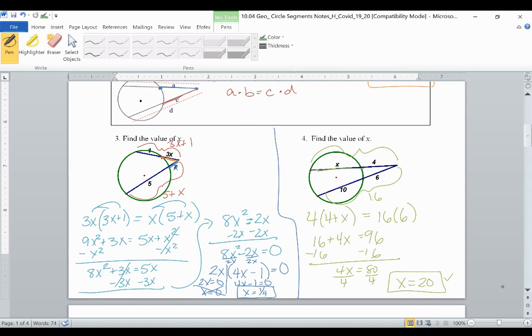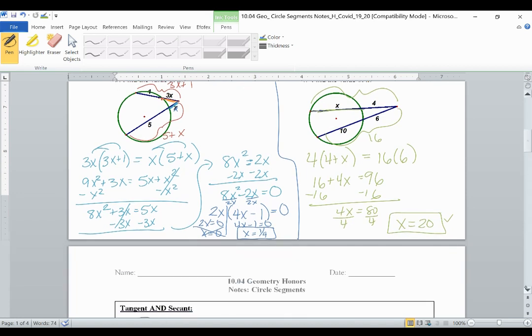So no quadratics there, just a basic linear equation.